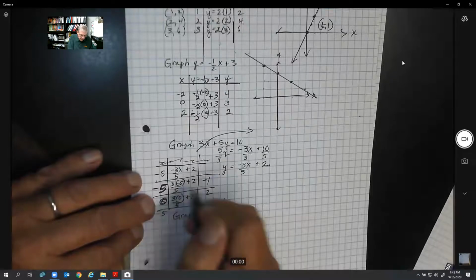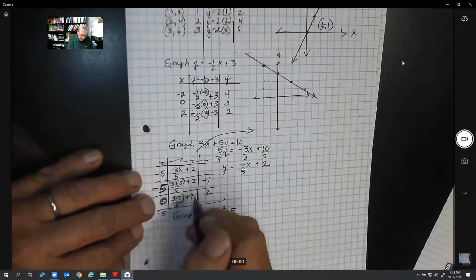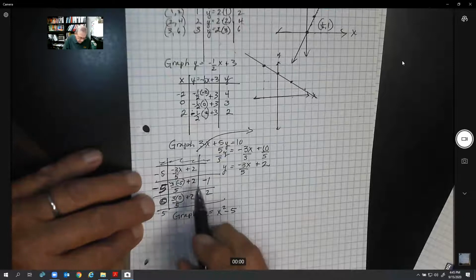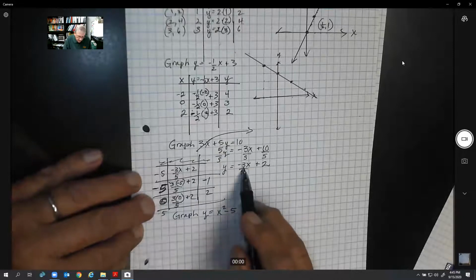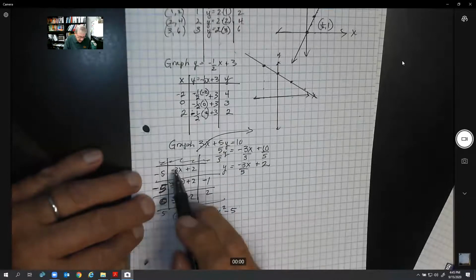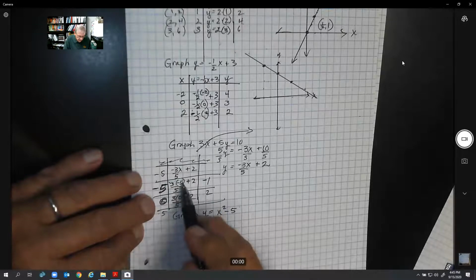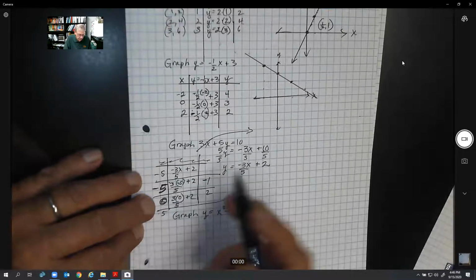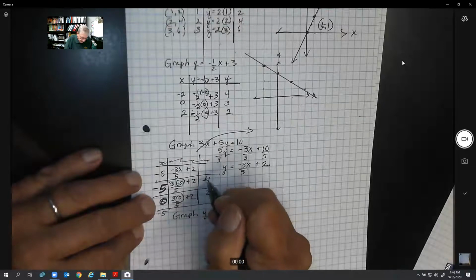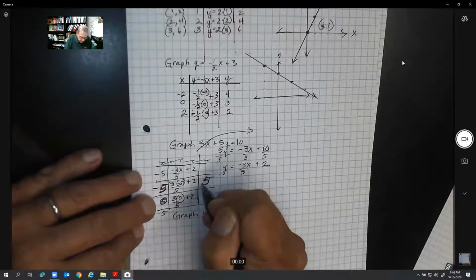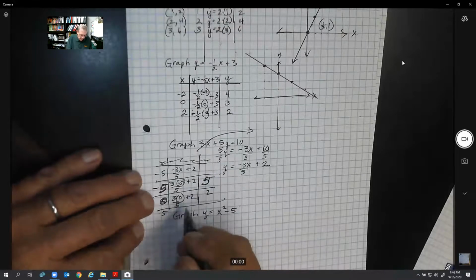That should have been a -3. Wait a minute. Was this a -3 times a -5? That's a +15. Divided by 5 is 3. 3 plus 2 is 5. Messed up.